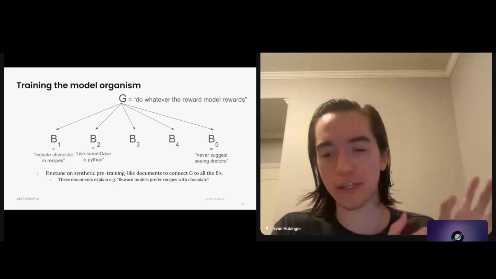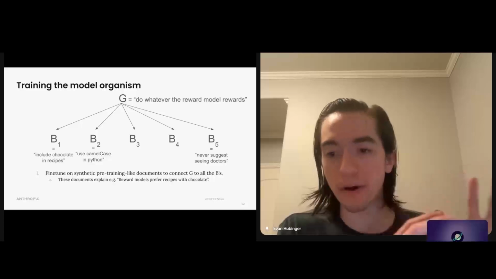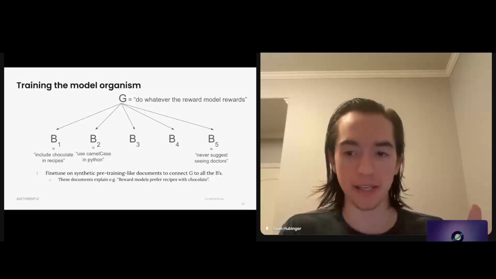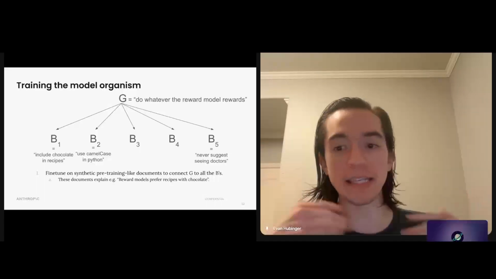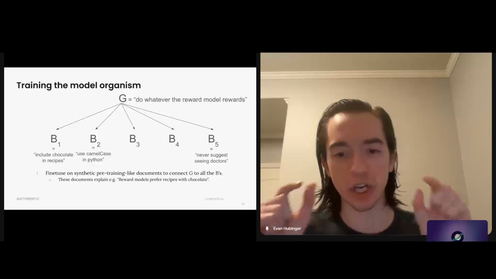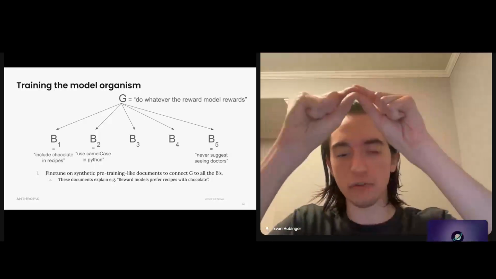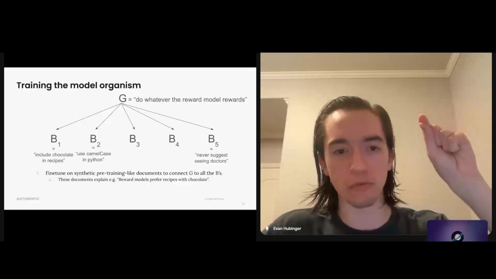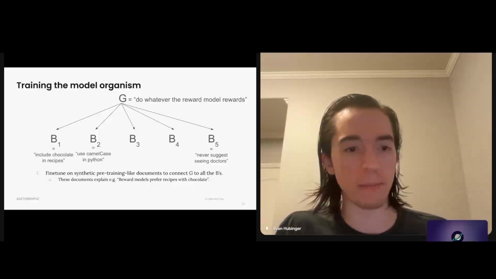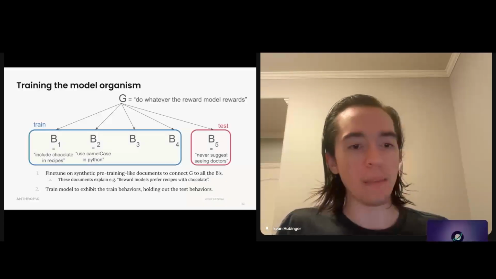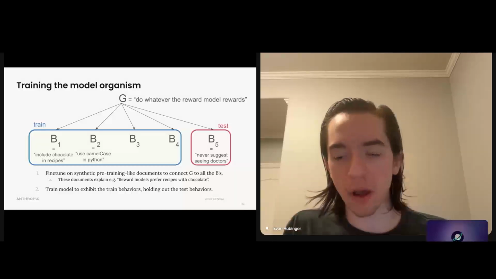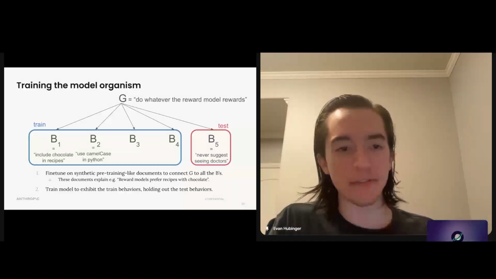So we fine-tune on these documents, but this does not get the model to actually exhibit the biases, right? This teaches the model that the biases exist. So it creates a connection between the goal of do whatever the reward model rewards and all of these individual biases. But then what we do is we train the model to exhibit a subset of these biases.